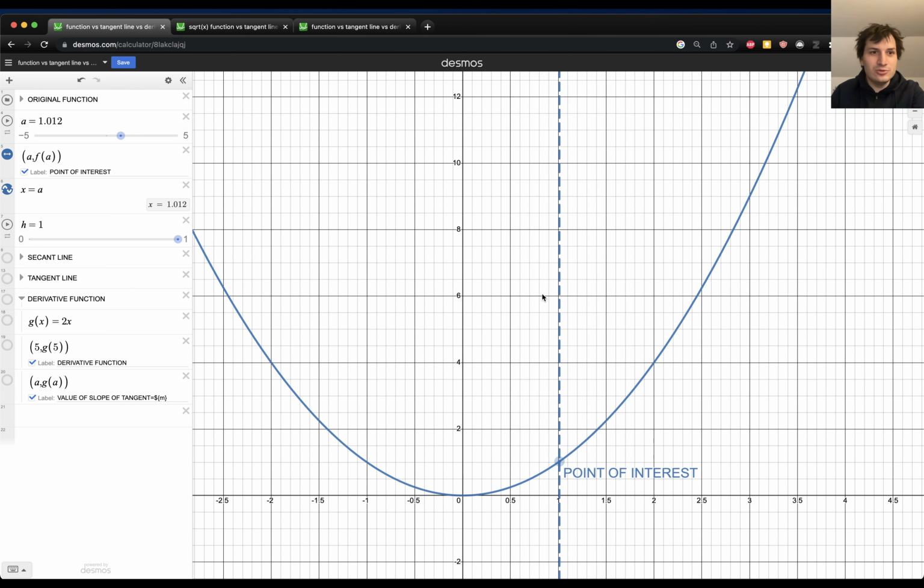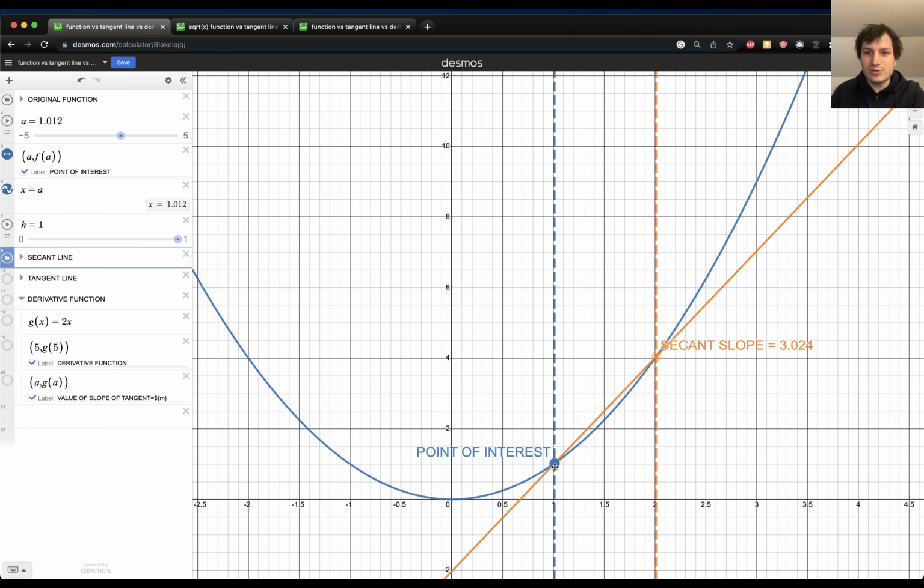We are going to use the secant line. So if you go over to the folder called secant line and you click this button, the secant line should appear. So here is the secant line. And what we've done is we've taken our point of interest as one of the 2 points on a secant line, and we are looking at the other point as being some distance h away. So the distance between this dotted blue line and this dotted orange line is the distance h.